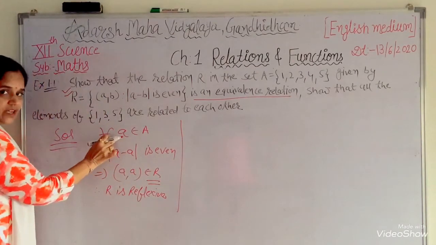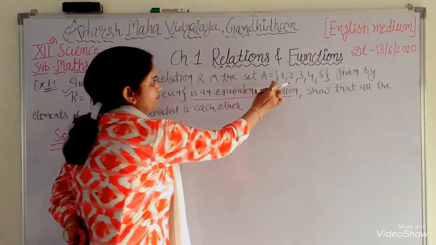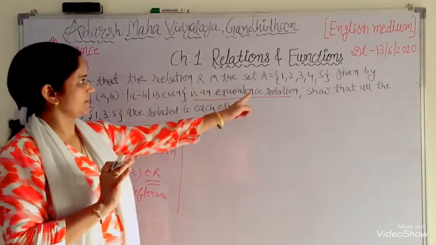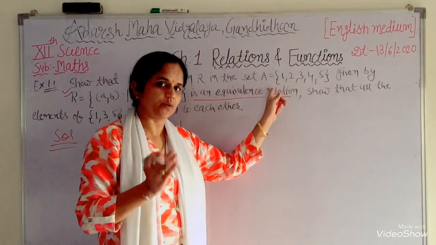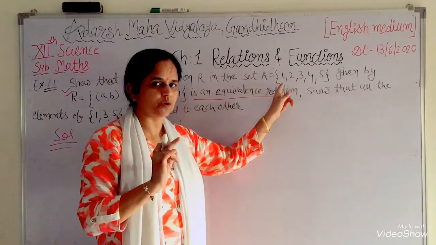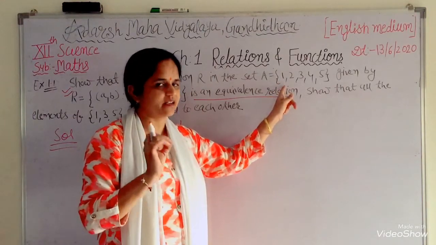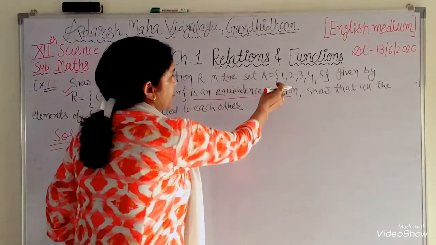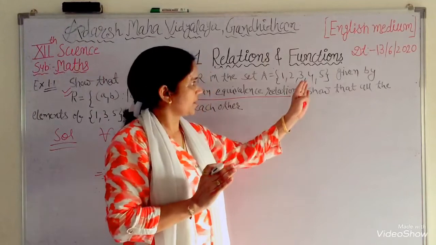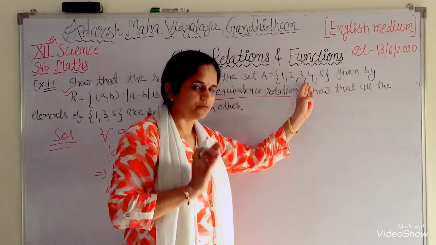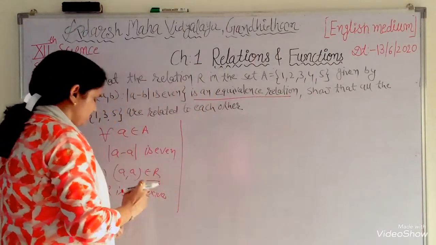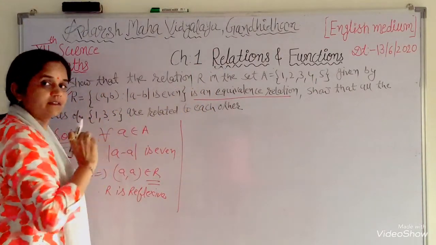In place of a, student, you can take any element from set A, okay? And each and every element of set A is related to itself. 1 minus 1, 0, is an even number. 2 minus 2 is also 0, an even number. So, 1 relates to 1, 2 relates to 2, 3 relates to 3, 4 relates to 4, 5 relates to 5. Okay, student? So, R is a reflexive relation in set A.